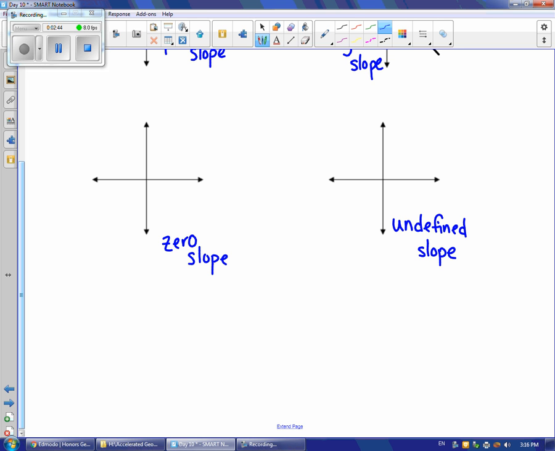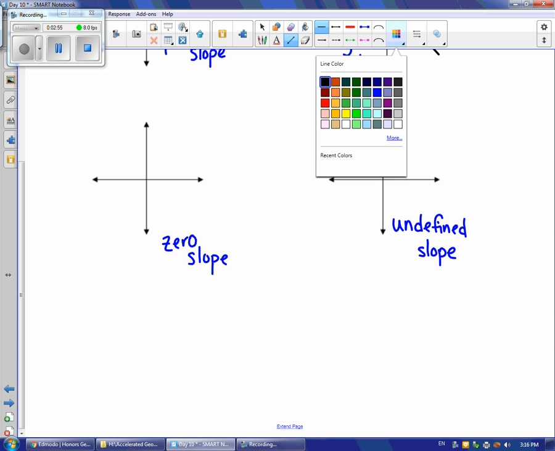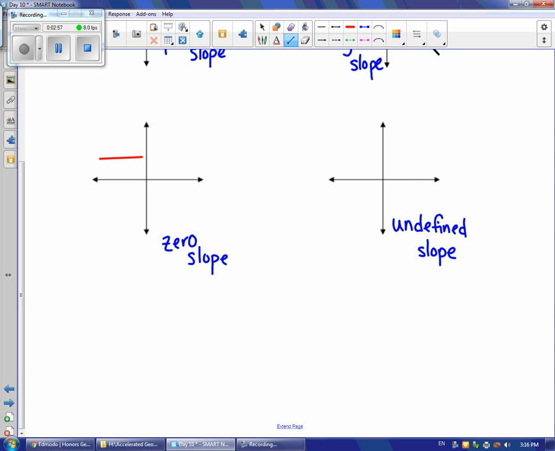Let's talk about the slope of 0. So 0 slope, meaning there's no rise. So our line's not going anywhere. If you think about it, a slope of 0 is just going to be a line that's horizontal. There is no rise, it is flat.